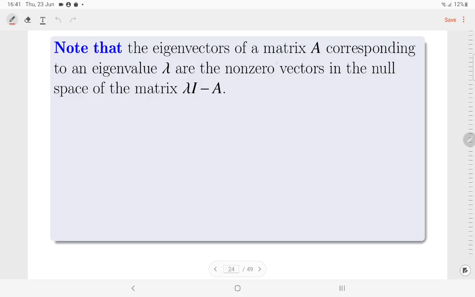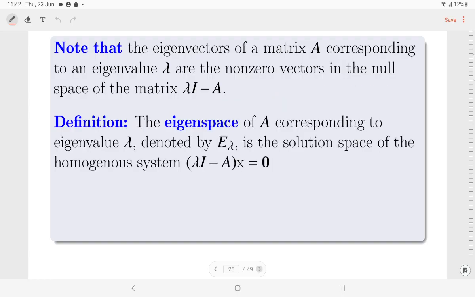Also, eigenvectors of a matrix A corresponding to eigenvalue lambda are the non-zero vectors in the null space of the matrix. How do we define the null space? Null space is all those vectors x for which (lambda I minus A)x is equal to 0. This is the null space of the matrix lambda I minus A. When you talk of the null space, it must have the 0 vector, which is a trivial solution, and because of the presence of the 0 vector, it forms a vector space. In this null space, if we just consider the non-zero vectors, they are actually the required eigenvectors.